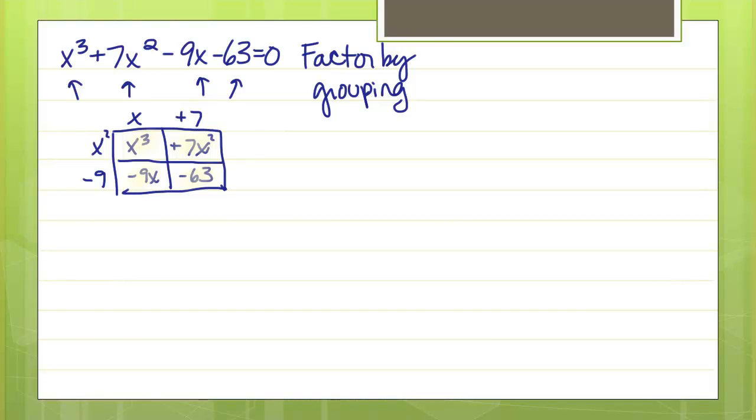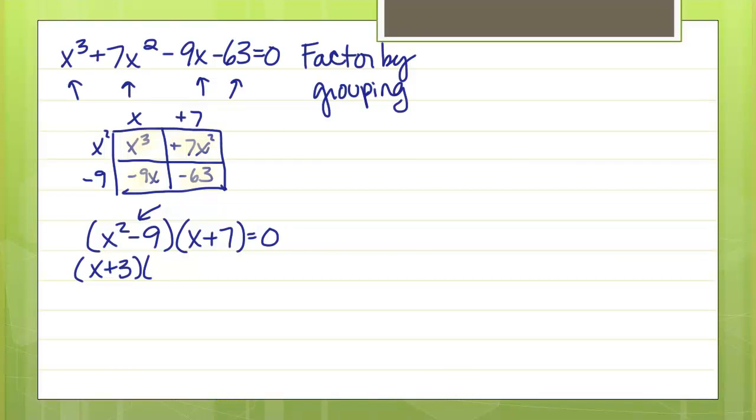But I got to make sure I'm done. So far what I've got is x squared minus 9 times x plus 7 equals 0. I might be done, I might not. When I look at this, I go, no, not done. I recognize that. I know I can keep going. So every step along the way now, you need to consider, am I done or do I need to keep going?